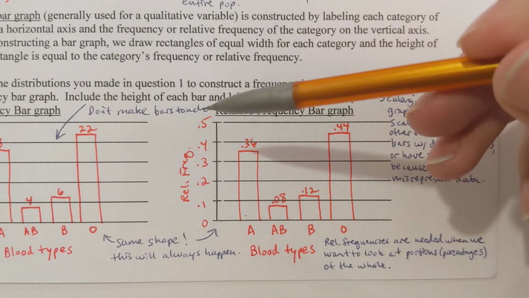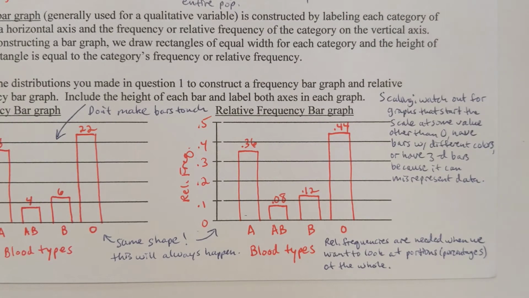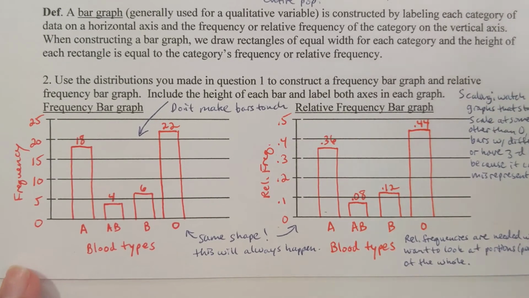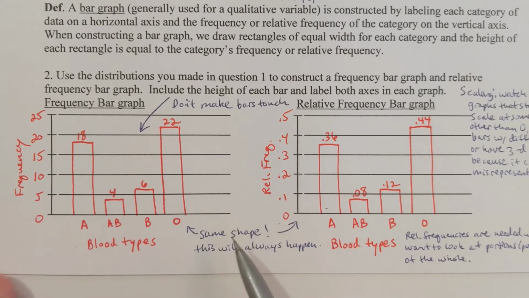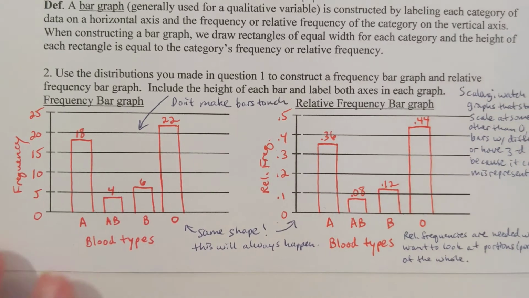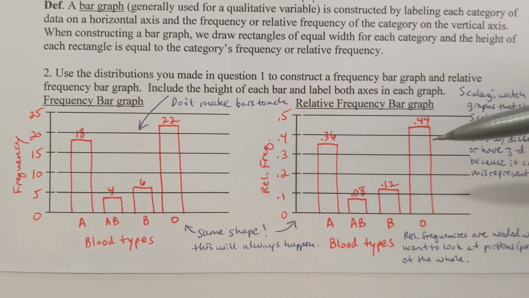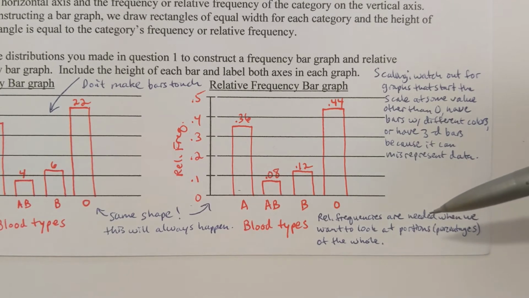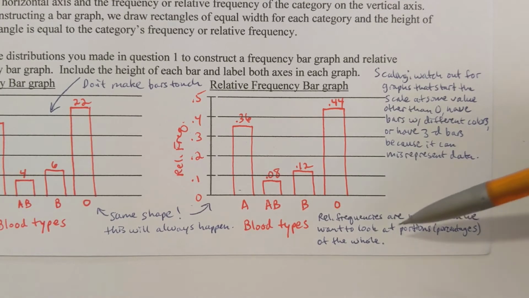And again, I want to make those not touch each other. Now one thing that I want you to notice here, when you look at these two graphs side by side, they take on the same shape. This will always happen. Why do we want to make a relative frequency graph instead of a frequency graph? Well, anytime we're dealing with percentages of the whole, we want to look at the relative frequencies. Relative frequencies are needed when we want to look at percentages or portions of the whole.